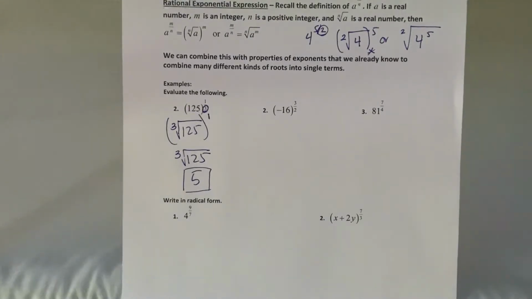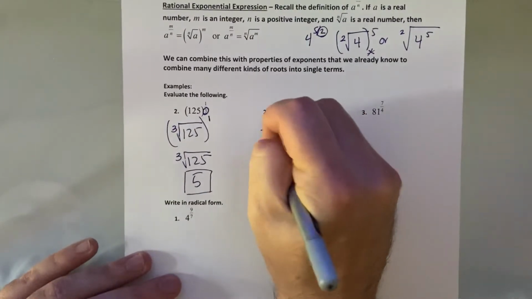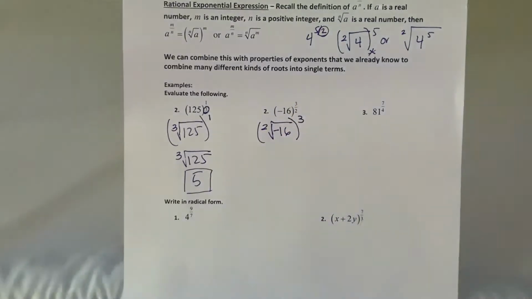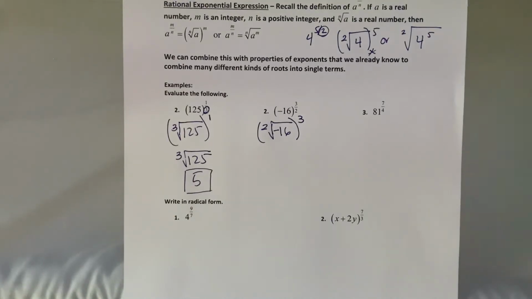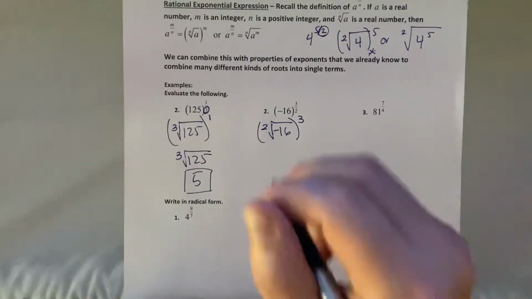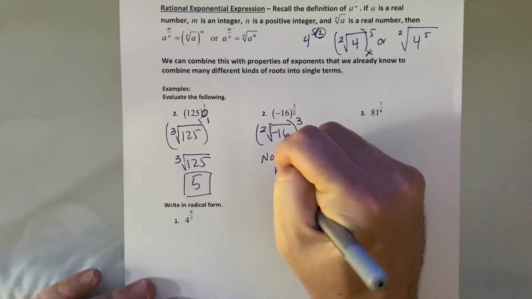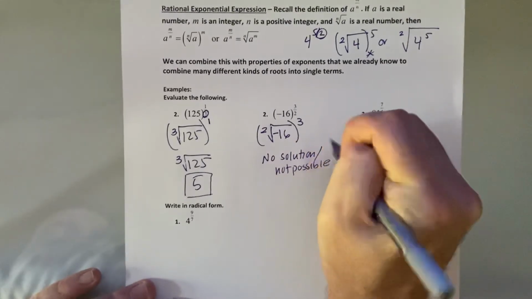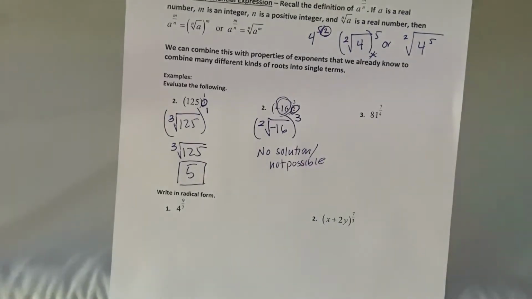Negative 16 to the 3 halves power really means the square root of negative 16 raised to the 3rd. So this is why it's kind of important. What do we know about the square root of negative 16? Well, for now, we can't do anything with it. We'll learn how eventually. But we're not supposed to have negative numbers under square roots. So this has no solution. It's not possible. Generally, if you have a negative number and an even root, you can't do anything with it for now.